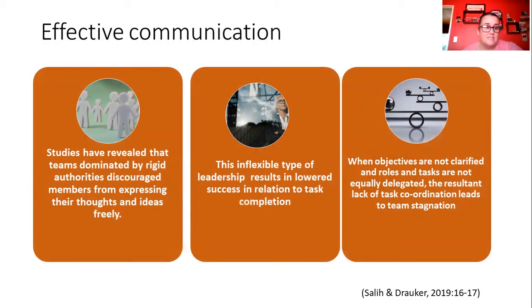Studies have revealed that teams dominated by rigid authorities are discouraged, and members are discouraged from expressing their thoughts and ideas freely. This inflexible type of leadership results in lowered success in relation to task completion. When objectives are not clarified and roles and tasks are not equally delegated, the resultant lack of task coordination leads teams to team stagnation.